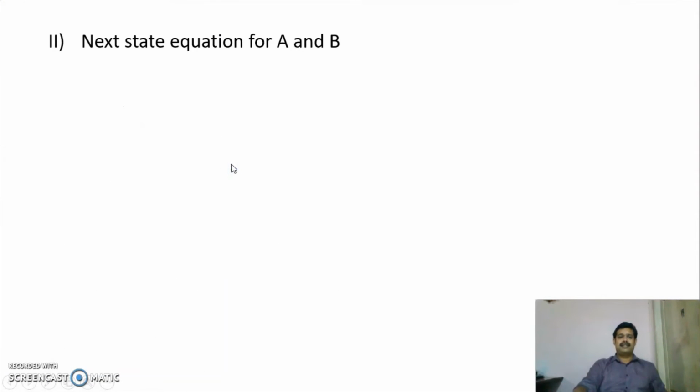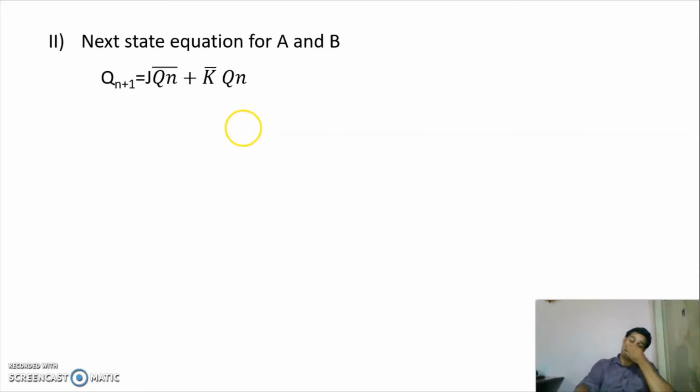Next, the type of flip-flop is a JK flip-flop. So we have to write the characteristic equation of the JK flip-flop. The other name of the characteristic equation is the next state equation. The next state equation of the JK flip-flop is Q(n+1) is equal to J Qn bar plus K bar Qn. This is nothing but the next state equation of the JK flip-flop.